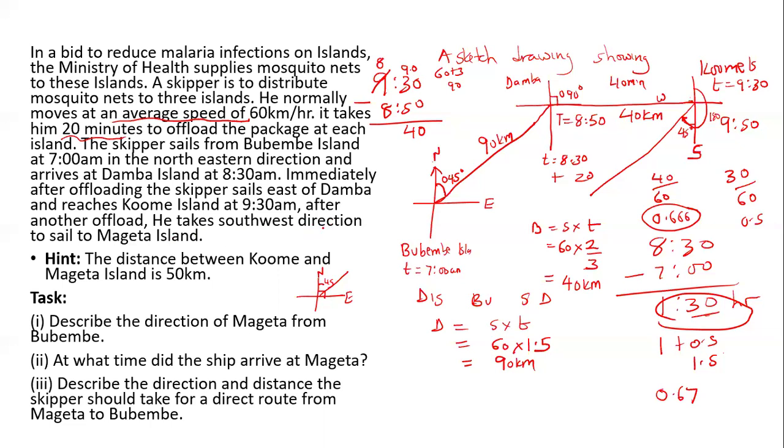He takes the southwest direction to sail to Mageta Island. So this is where we have our Mageta Island. Now the distance here, they gave you that the distance between Koome and Mageta was 50. So here you had your 50 kilometers. Now that is a simple sketch that you must have had. Members, have we understood that sketch?